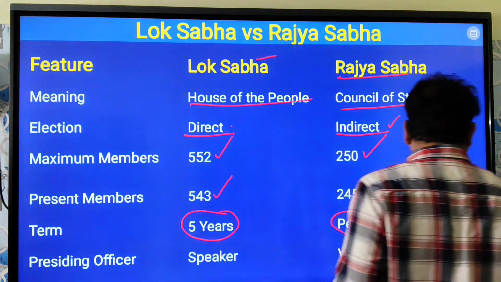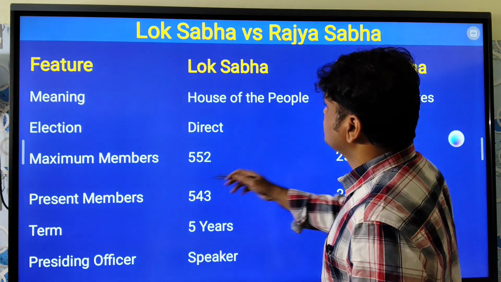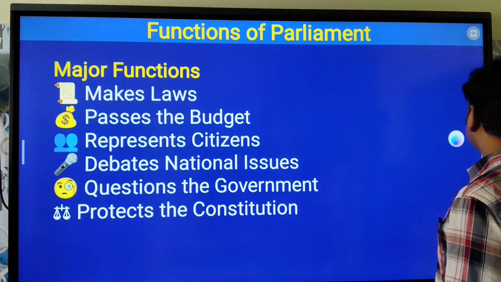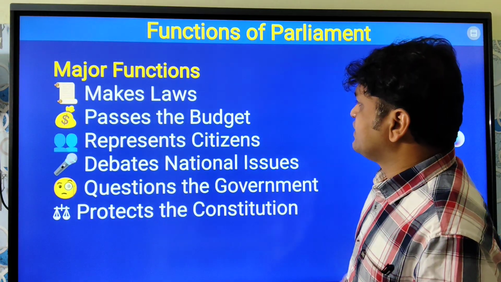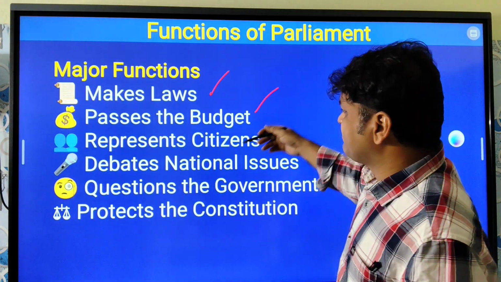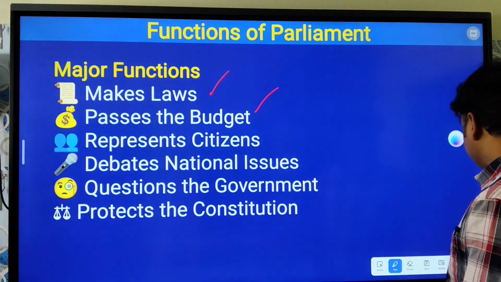Next, moving on to the next slide. What are the functions of the Parliament? Already we discussed the functions of the Parliament. Make the laws, pass the budget, represent the citizens. Okay, already we discussed it.